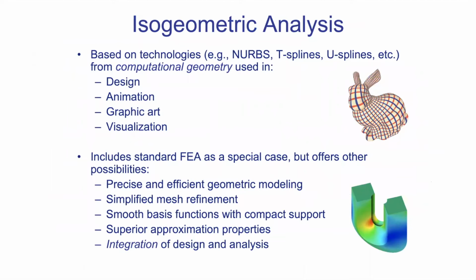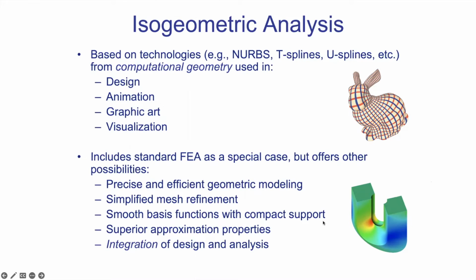So what is it? It's based on computational geometry technologies, NURBS, T-splines, U-splines, things that are used in design, animation, graphic art, visualization. And I think people in analysis would be surprised, but those technologies are much richer than the polynomial-based finite elements that have been used for years and years and years, since the 1960s, I would say. And what these technologies facilitate is precise and efficient geometric modeling, obviously, simplified mesh refinement schemes with some advantages.